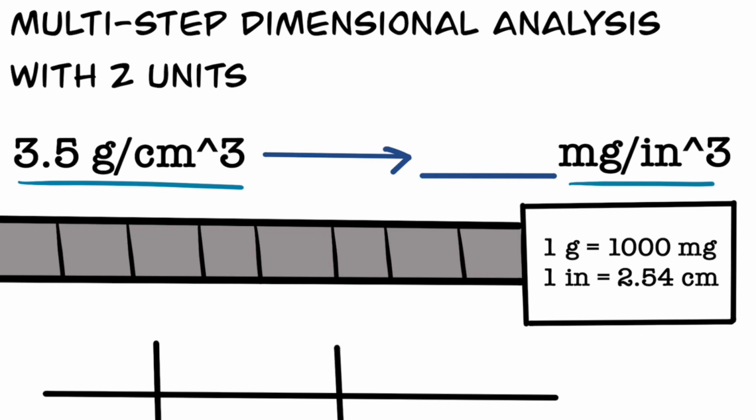Step 1. As always, we label what we're given. In this case, it's 3.5 grams per centimeters cubed. The desired unit we want to get to is milligrams per inches cubed.